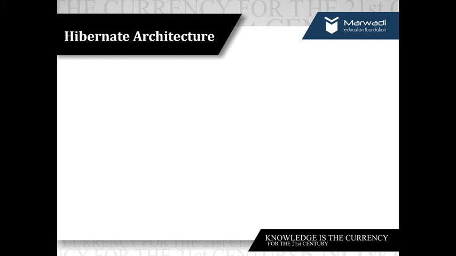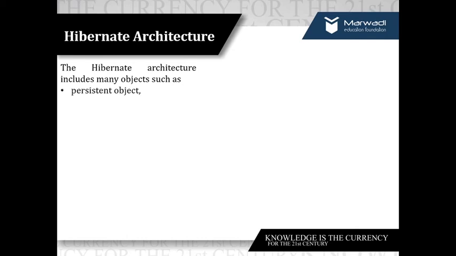So let's see the Hibernate architecture now. Hibernate architecture has many objects which are new to you. It can include persistent objects, it will include session factory, it will also have transaction factory. From the name you can see the object, persistent object, is the object that is to be saved into the database or to be accessed from the database.